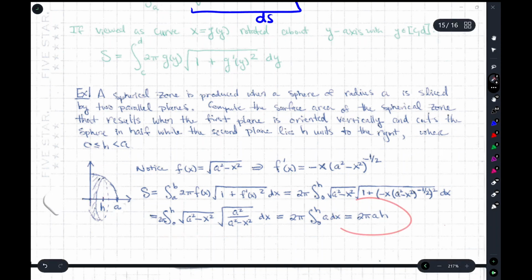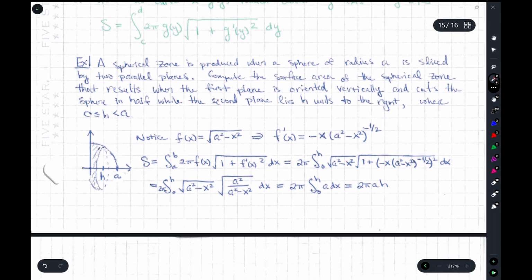After doing this integration, we end up with this expression, 2 pi ah. Notice that if you take h to equal a, you'll get 2 pi a squared, which is indeed half of the surface area of a sphere. The surface area of a sphere is 4 pi a squared, so if you take h to equal a, you do get half the surface area of a sphere. So that agrees with what we do know about the surface area of a sphere.